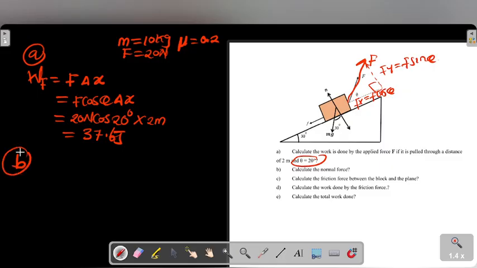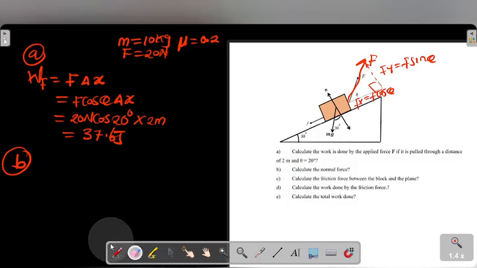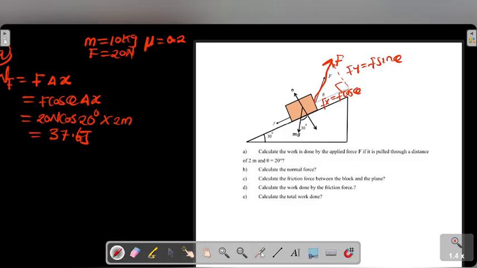Then we have our B. So B is asking us to calculate the normal force. That's what B is requesting us to do. So remember, for us to calculate the normal force, on the diagram, we have the normal force, which is the upward force. So this normal force is along the y, okay?